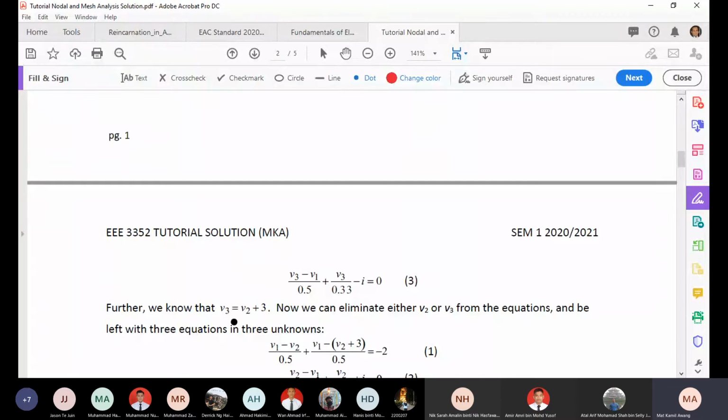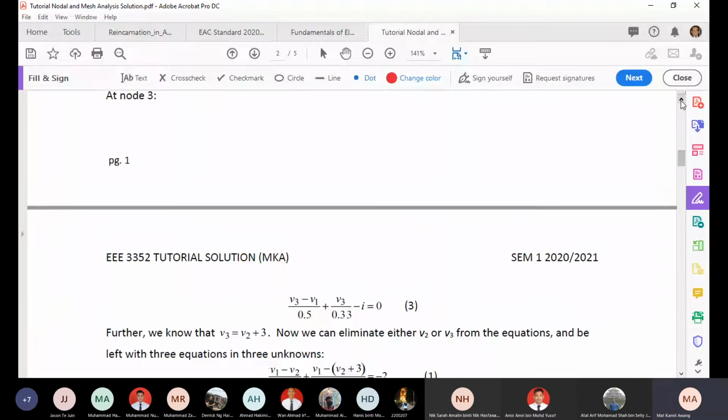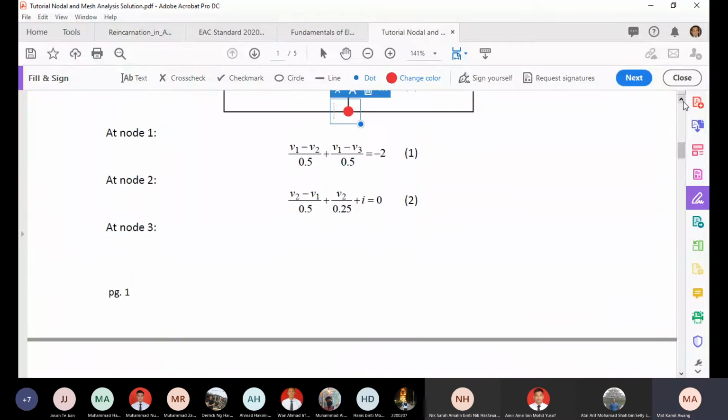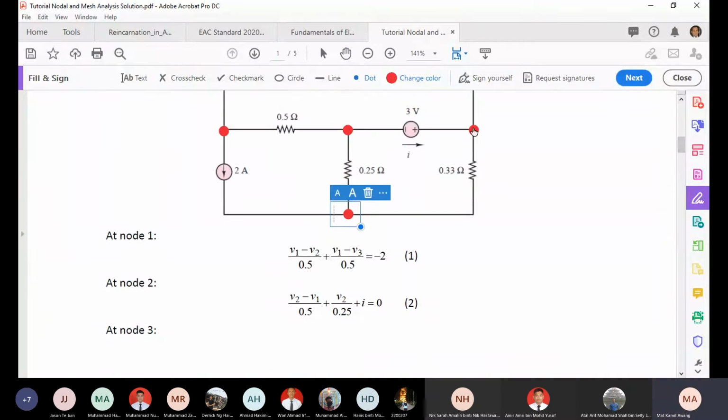And we know that V3 is equal to V2 plus 3. How do we know that? It's actually from this. This is V3, this is V2. So V3 is actually V2 plus 3 volts.